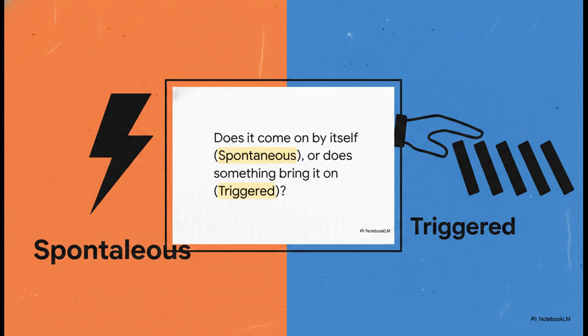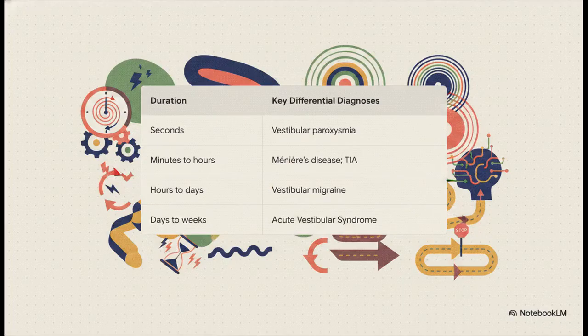That's it. That one question just beautifully splits your differential diagnosis right down the middle, separating spontaneous conditions like Meniere's from triggered conditions like BPPV. So, if the answer is spontaneous, then step 3, duration, becomes your best friend. It's the primary discriminator. Think about it.